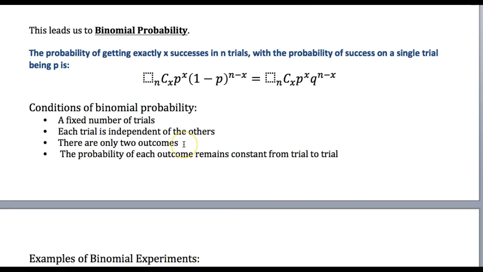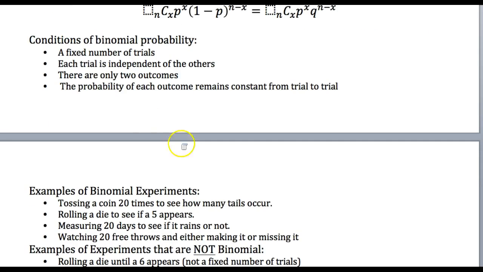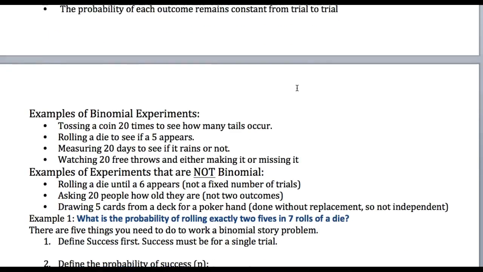And then there are only two outcomes. It could be rolling a 6, not rolling a 6. That would be two outcomes for some dice. And then also the probability of each outcome remains constant from trial to trial. It does not change. That's another thing with the replacement. If you do no replacement, the probability of the outcomes changes every time you draw something out and you don't put it back.